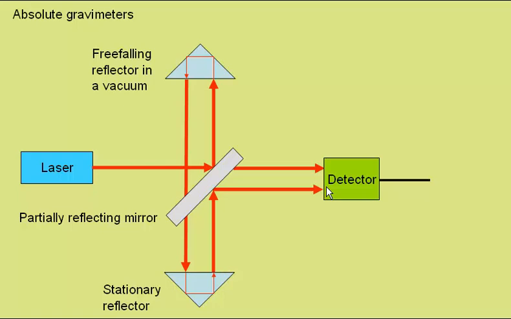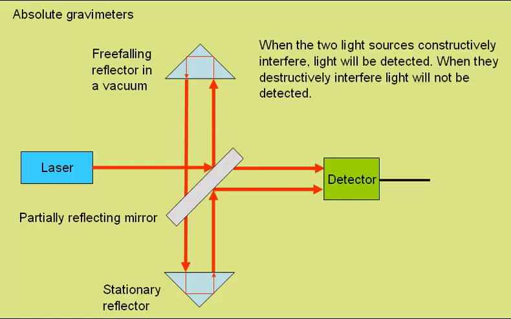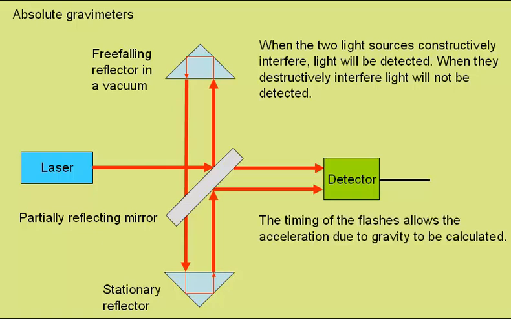The length of this second path varies as the reflector falls towards the mirror. When the two light sources constructively interfere, light will be detected. When they destructively interfere, light will not be detected. The timing of the flashes at the detector allows the acceleration due to gravity to be calculated. They can find changes in g of 1 part in a billion.